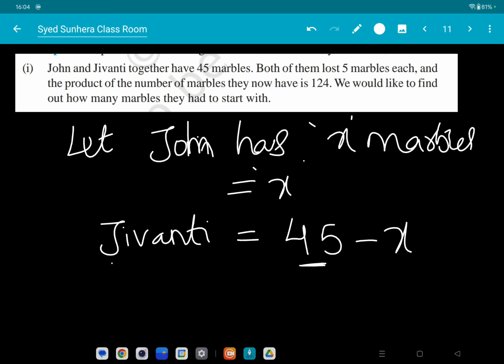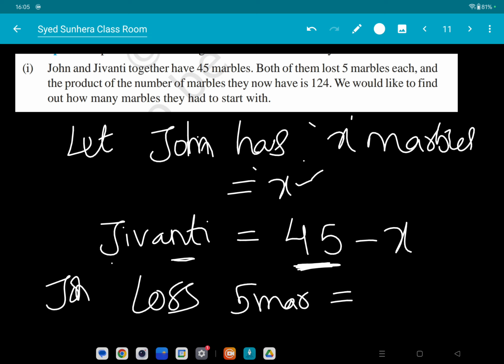Just assume two friends have 45 marbles, both together. Let's say John has x marbles. If I remove x marbles from 45, then the remaining will be Jeevanti's marbles only, right? This is the way we will think about it. Now both of them lost 5 marbles each, which means John has x marbles. If he lost 5 marbles, John lost 5 marbles, then how many marbles will he have?